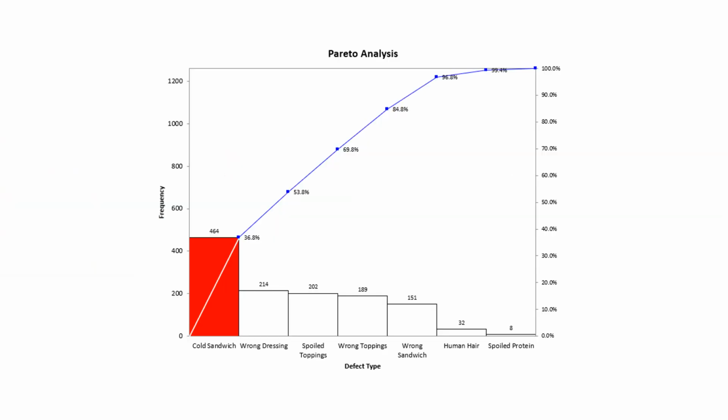After taking some data on where these outages are coming from, we created a Pareto chart. As you can see from this Pareto chart, the most failures are actually coming from cold sandwiches, followed by wrong dressing, spoiled toppings, and wrong toppings, etc. I've actually combined wrong dressing and wrong toppings into the same category in my risk assessment matrix. So by addressing cold sandwiches, incorrect toppings, and spoiled ingredients, we can achieve that 80% reduction in failures that we were looking for.